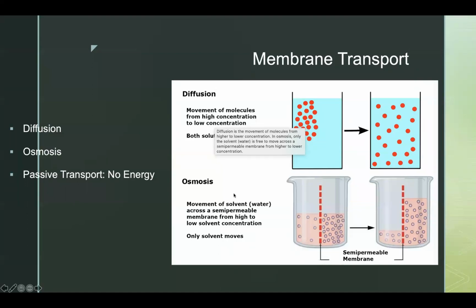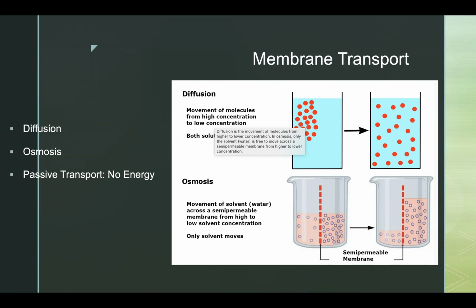Likewise, osmosis is the movement of water across this semi-permeable barrier. And that's what our cell membrane represents, a semi-permeable membrane. These water molecules are going to move from an area of higher concentration to lower concentration. Again, this is a form of passive transport, and by definition, passive transport does not require an input of energy. It's going to be due to random motion.